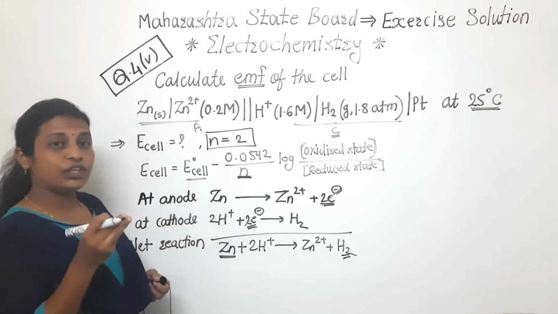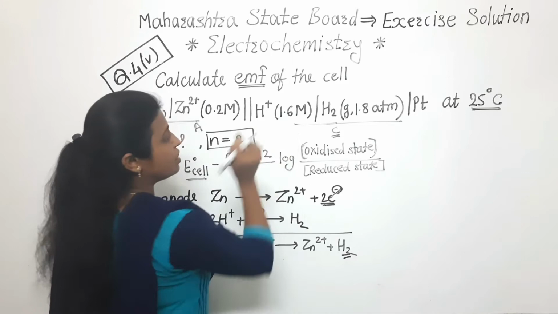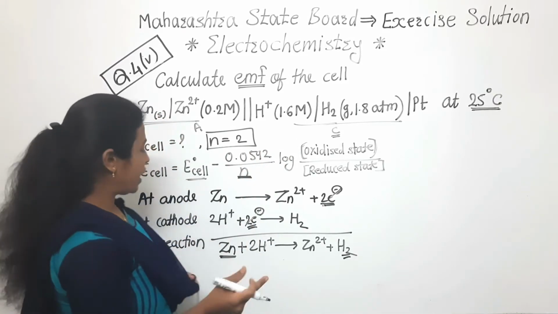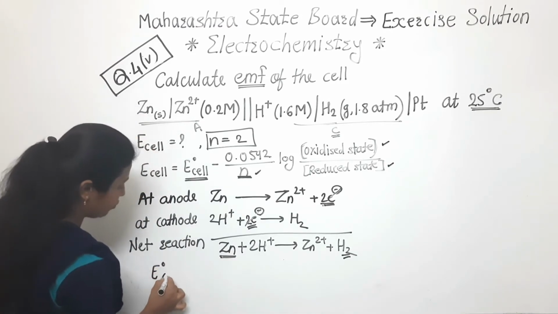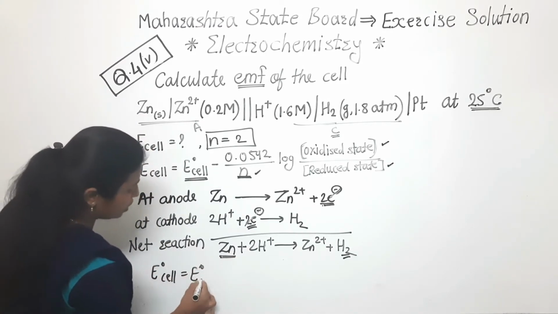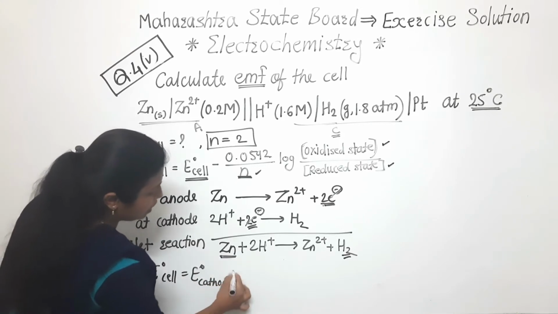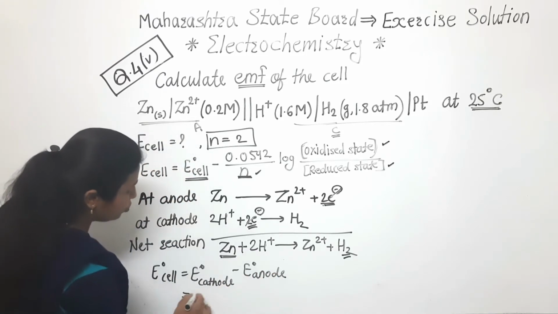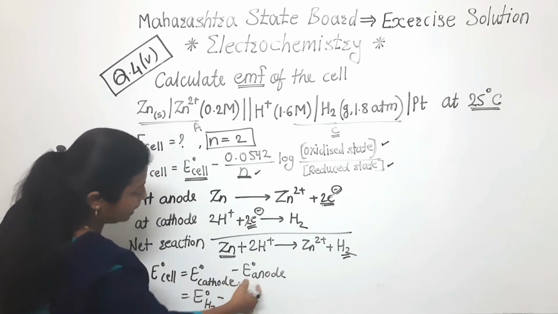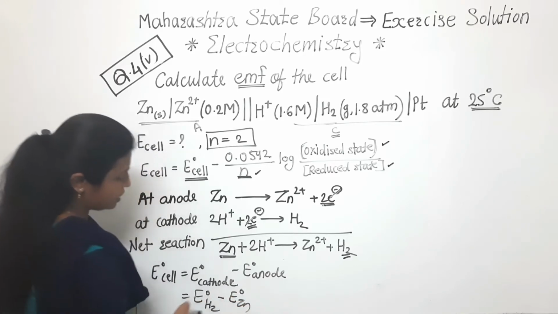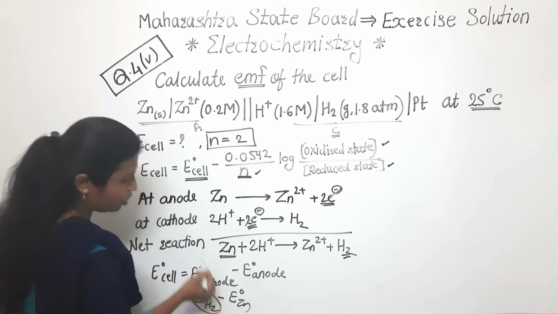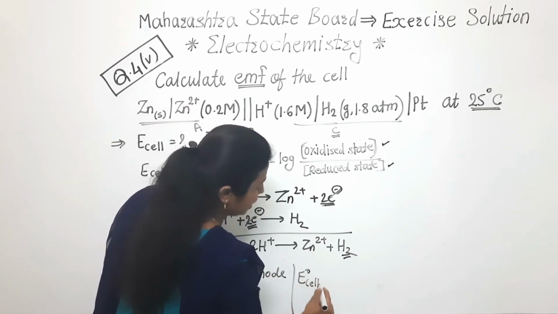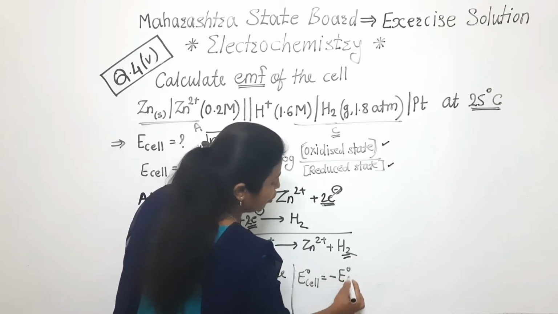Now E naught cell we have to find out. If we consider this cell representation, it is of the standard hydrogen electrode, and the formula for E naught cell is E naught cathode minus E naught anode. That formula we have to use. E naught cathode means E naught H2, minus E naught anode means E naught Zn, and as we know, E naught H2 is 0. So finally E naught cell is nothing but minus E naught Zn.